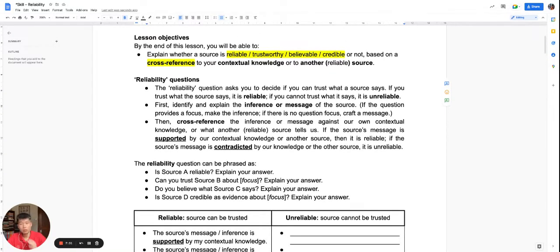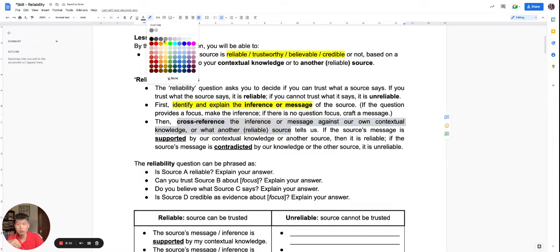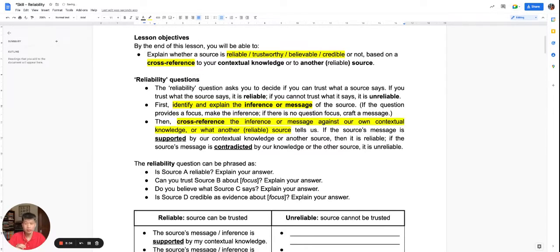So at its core, it's about whether you believe and trust the source. If what the source says is believable and trustworthy, it's reliable. If what the source says is unbelievable and untrustworthy, it's unreliable. To establish if you believe or trust the source, you first need to know what does the source say. That's the first thing. And then you check what the source says against your own knowledge or another source. If it is supported, it's reliable. If it's contradicted, it's unreliable.